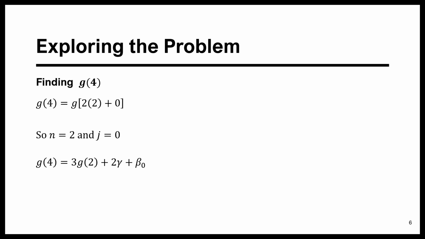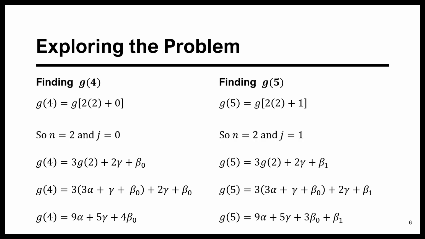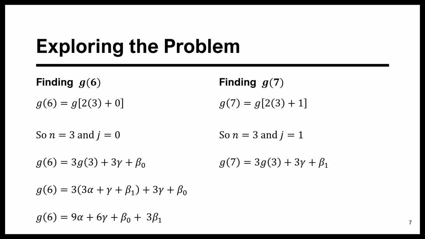And then we are finding g(4). We do the same thing to just understand what our n and our j is. And then when we're doing 3 times g(n), we're doing 3 times g(2). So we're going to use the equation that we found for g(2), plug that in, and distribute the 3 to all of these terms. And then combine like terms to get g(4) = 9α + 5γ + 4β_0. And we're just going to do that for g(n) all the way through g(9), just to find a lovely pattern.